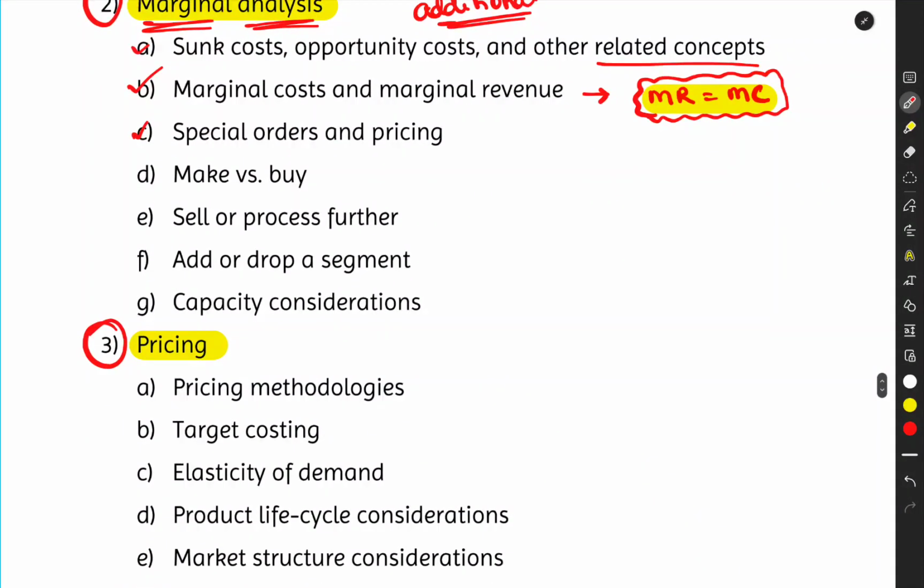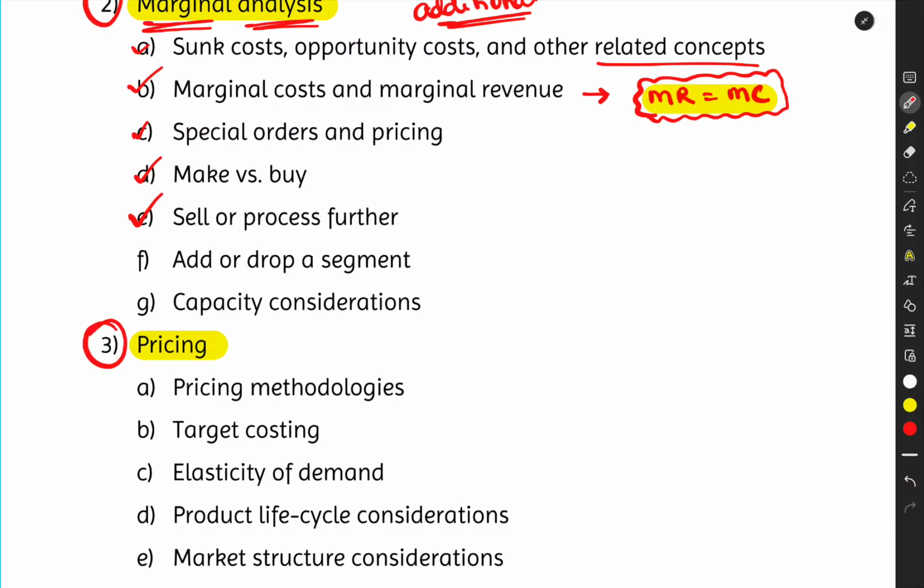All right. Then after that, we have a decision regarding make versus buy. Make versus buy means whether I should produce a product in the factory or whether we should buy it from a vendor. Make in the factory or buy from outside. Similarly, should I sell a product immediately or should I process further and then sell it?